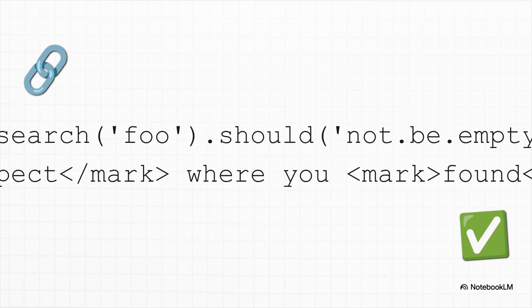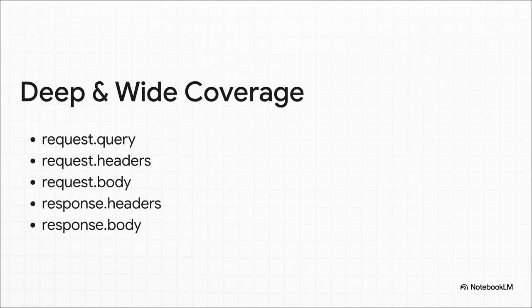Okay. The next advantage is, in my opinion, a total game changer. We're talking about deep and wide coverage. Think about it. Normally, if you wanted to check for a value, you'd have to know exactly where to look. Is it in the query parameters? Is it in the request headers, the request body, the response body? You'd have to write different code for each of those cases. Well, with searching, you don't have to care. It just checks everywhere. It recursively scans the query params, the request and response headers, and the request and response bodies. All of it, all at once. It's a huge time saver, and honestly, it makes your tests way more resilient.